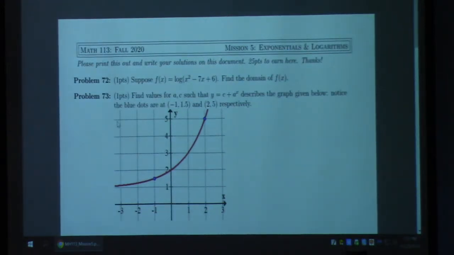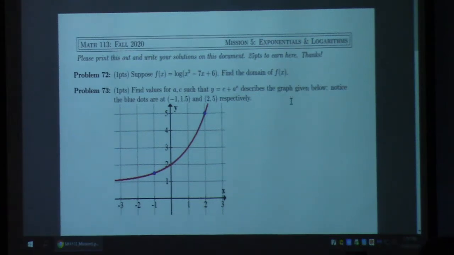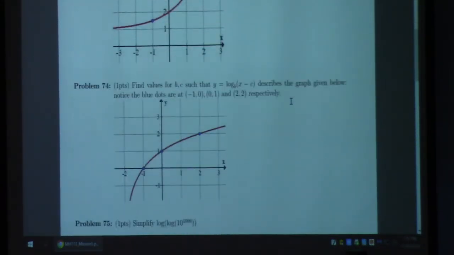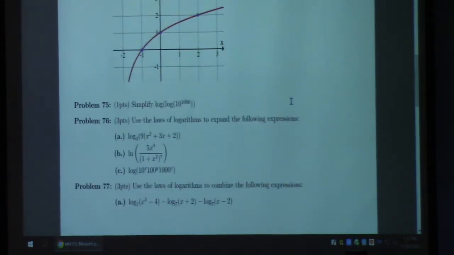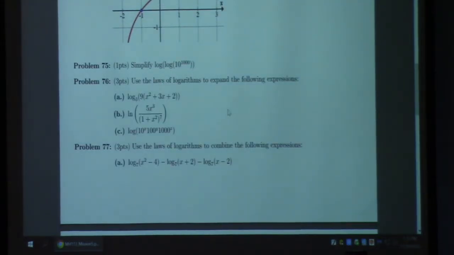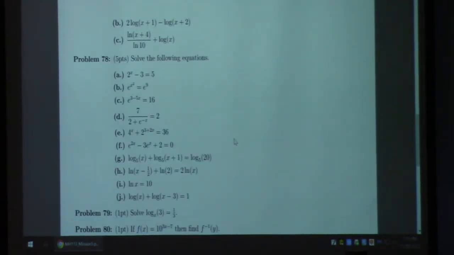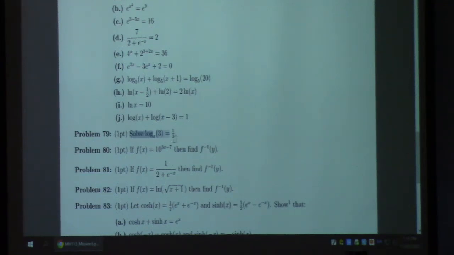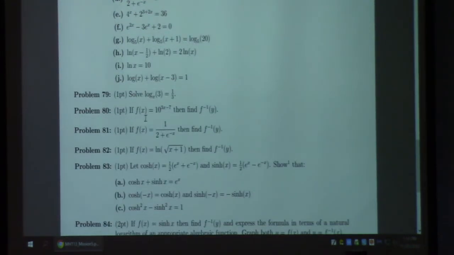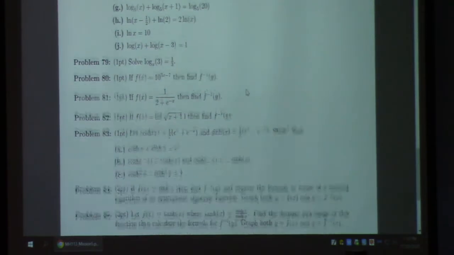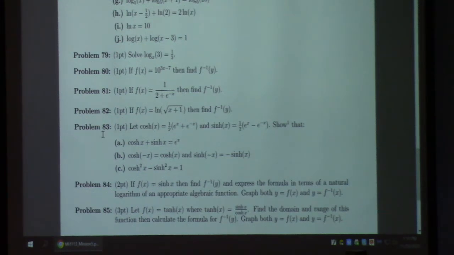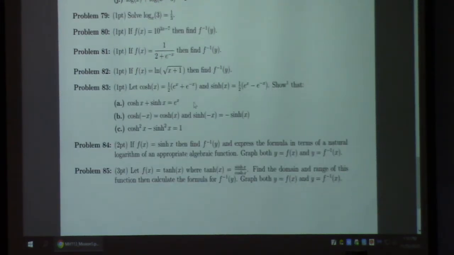So there are 25 points. That means there are now, I think, 55 bonus points available from homework. So I have two problems. They're just fit the graph. Those are kind of self-explanatory. Simplify log of blah, expand, contract, solve equations like we did in class. This one we didn't do, but you'll figure it out. Problem 80 and problem 81 are awful like the ones I did to start it today, as is 82. Problem 83, you're proving the fun facts. These are easy to prove.